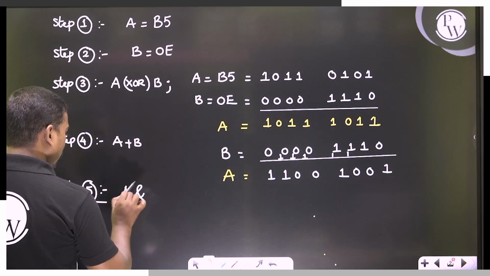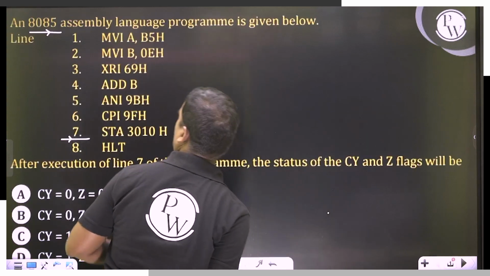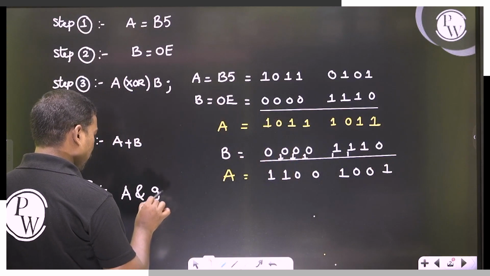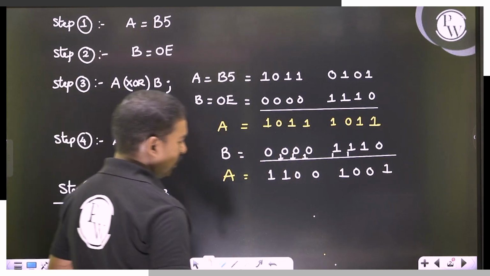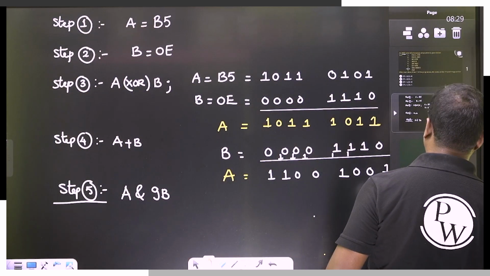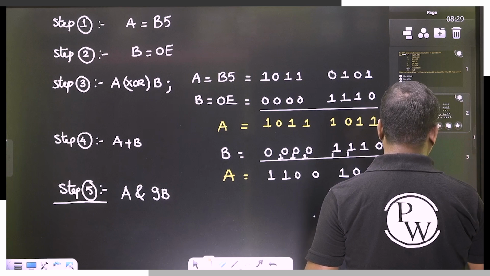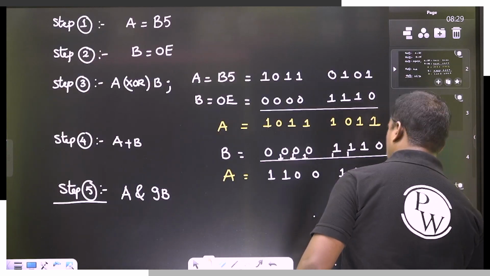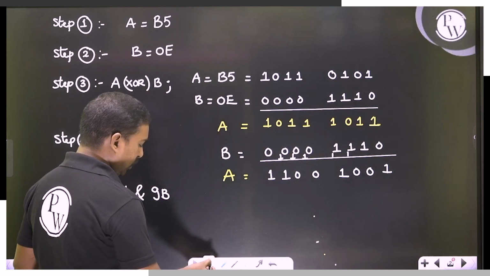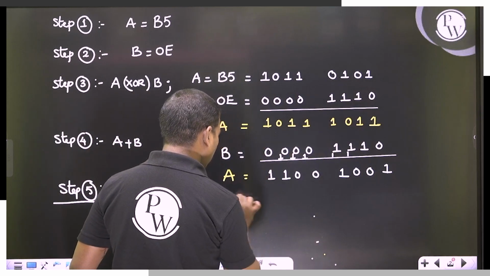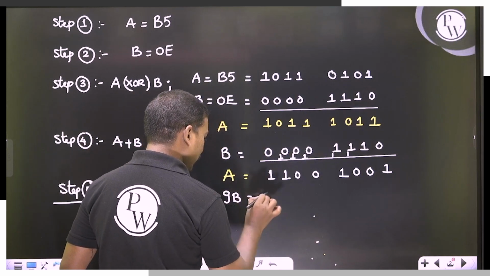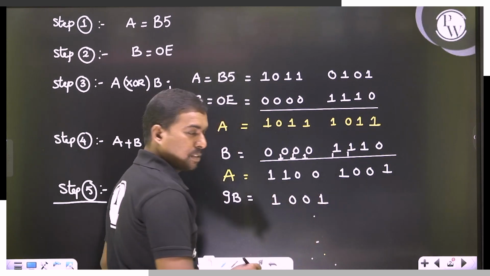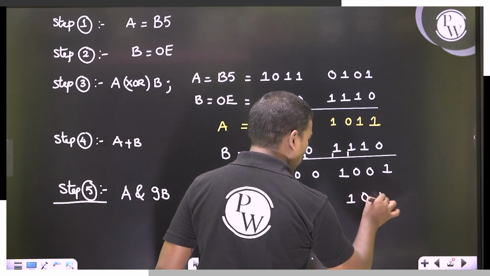Result of A must be ANDed with what? 9B. We AND with 9B. Okay, let me take one more slide. So if you take AND with 9B, what does 9 mean? That is 9B. We take 1, 0, 0, 1. B means 1, 0, 1, 1.